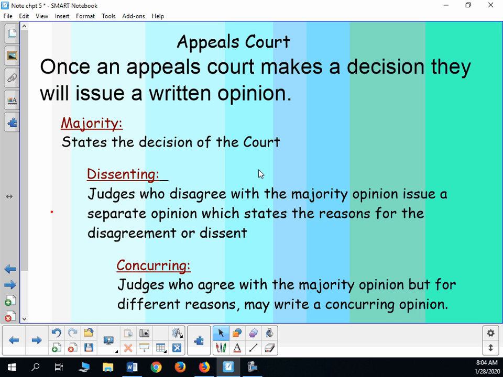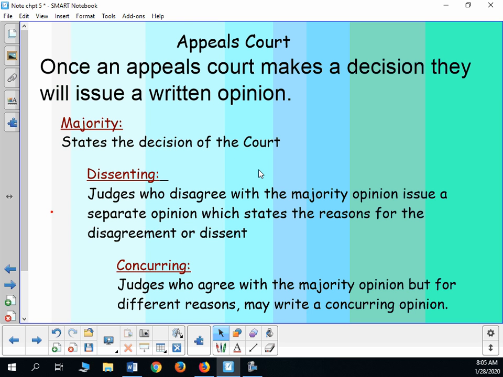Then in addition, if a judge disagrees with the majority opinion, they can write what's known as a dissenting opinion, meaning reasons why they disagree with the majority opinion. That often happens, and it's especially important when you're looking at the Supreme Court. The dissenting opinions are extremely important to look at because they often present very valid arguments as to why the majority might be incorrect.